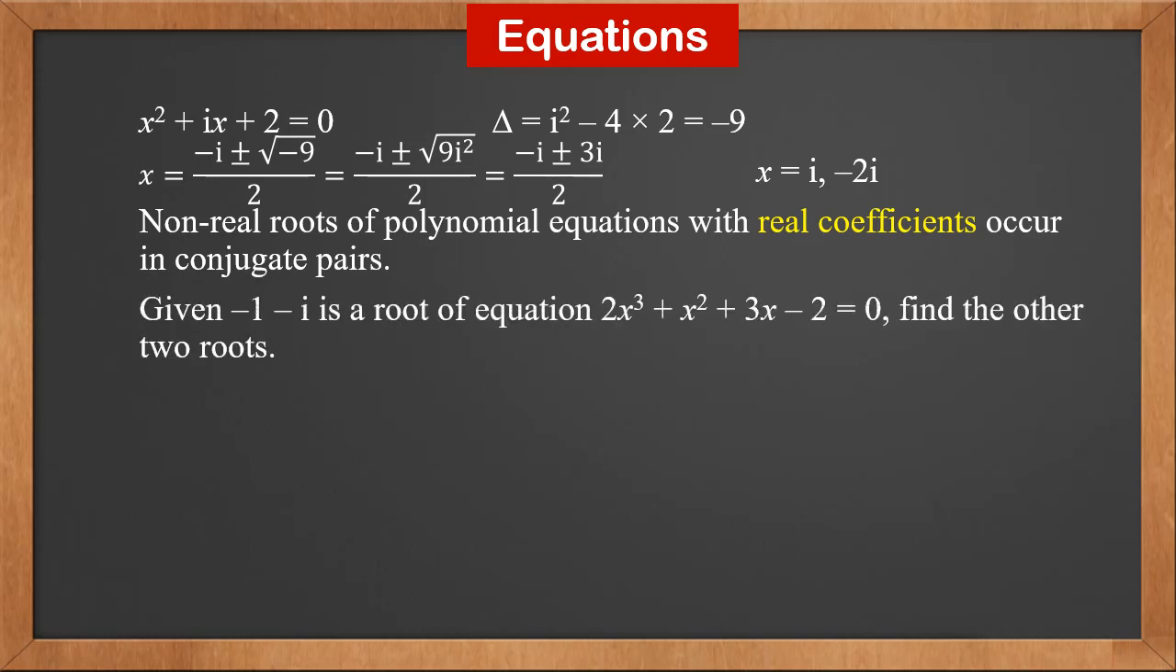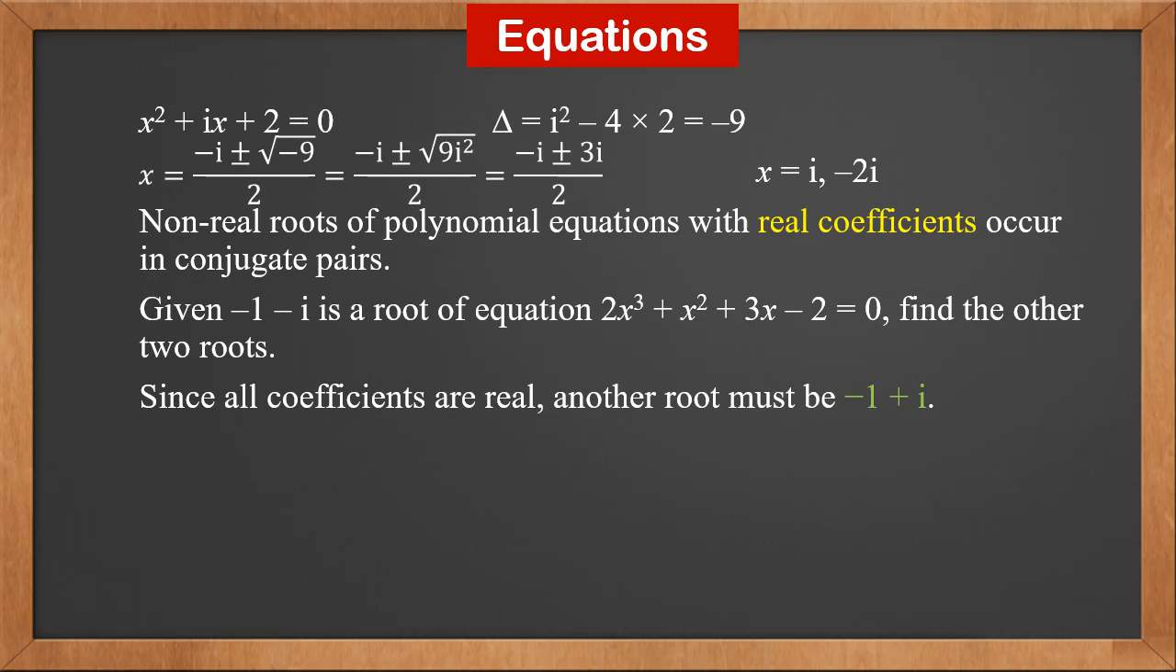Let's look at an example. Given -1 minus i is a root of equation 2x cubed plus x squared plus 3x minus 2 equals 0, find the other two roots. Look at the cubic equation, we can see that all coefficients are real. So another root must be -1 plus i.